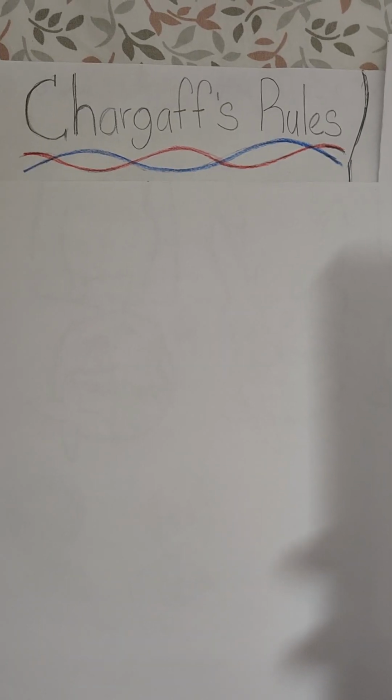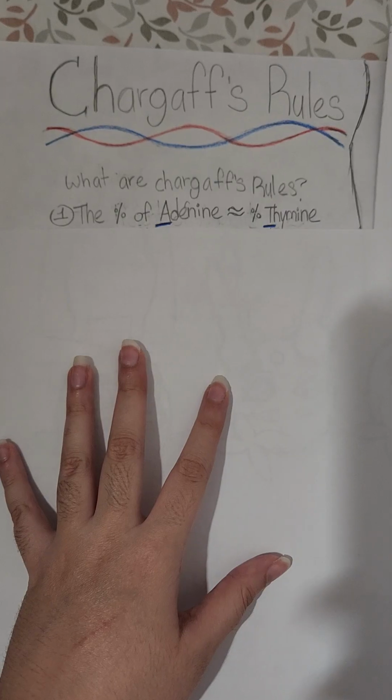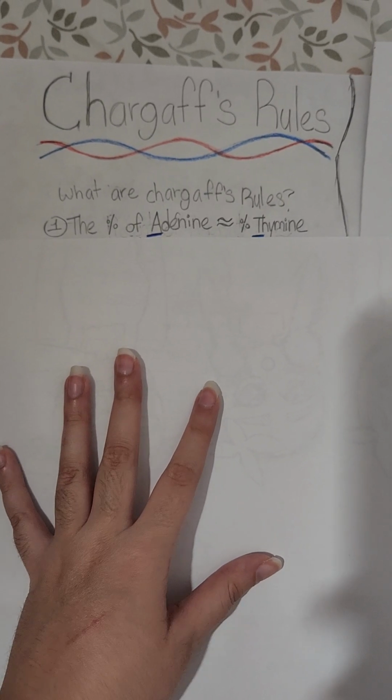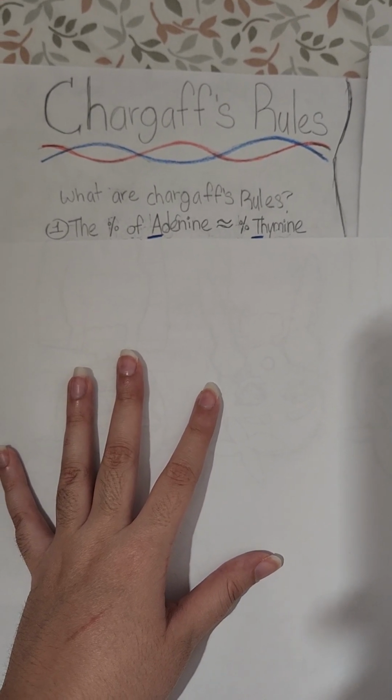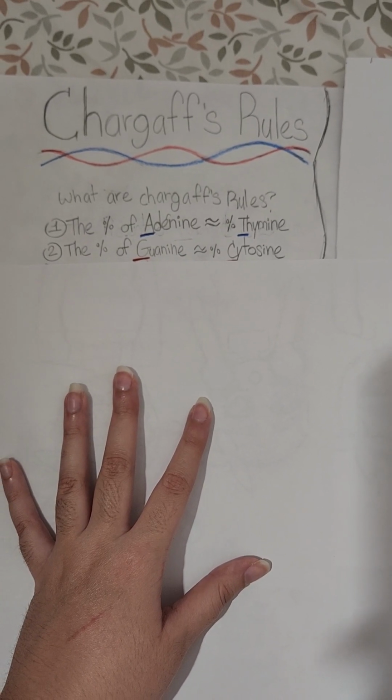Today we'll be discussing one of the many experiments that was used to find the structure of DNA, specifically Chargaff's rules. What are Chargaff's rules? Number 1, the percent of adenine is approximately the percent of thymine. The percent of guanine is approximately the percent of cytosine.